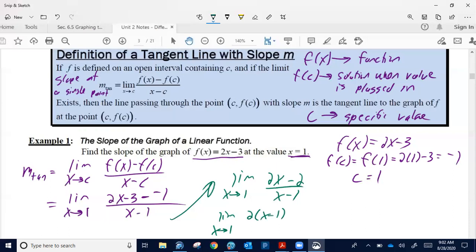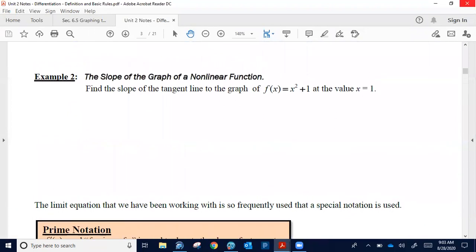2 comes out, 2 times x minus 1, over x minus 1. The x minus 1s will cancel out now, and we get the limit as x approaches 1 of just the number 2, which equals 2. So the slope of the tangent line is 2. That makes a lot of sense because this was a line. y equals mx plus b is a line, and the slope is 2. But it was more a point to prove that this is working. That single point slope of 2 matches what we see. It's more interesting for non-line problems.